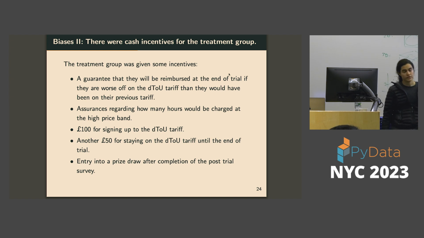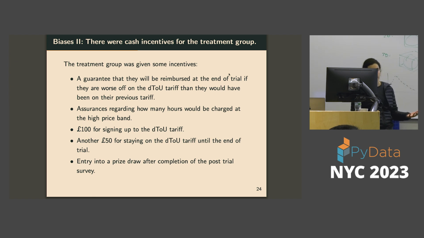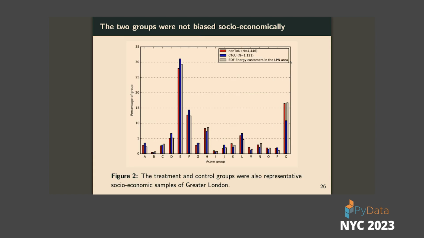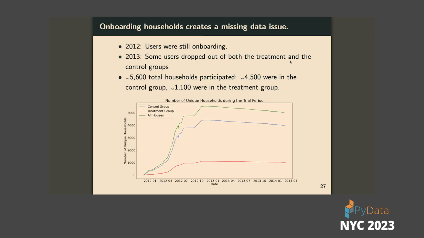And so that in itself, you can think about creating some biases in the population that opts into the treatment group. You can read through that quickly, but ultimately they could earn as much as £150 for being a part of the treatment group and completing the treatment. There were some measures taken by the people that designed the trial to make sure that the 2 groups are geographically balanced and also socioeconomically balanced. So we can remove that as being a source of bias.